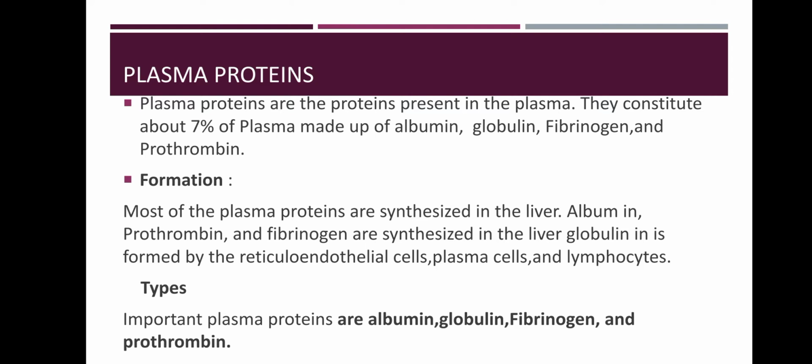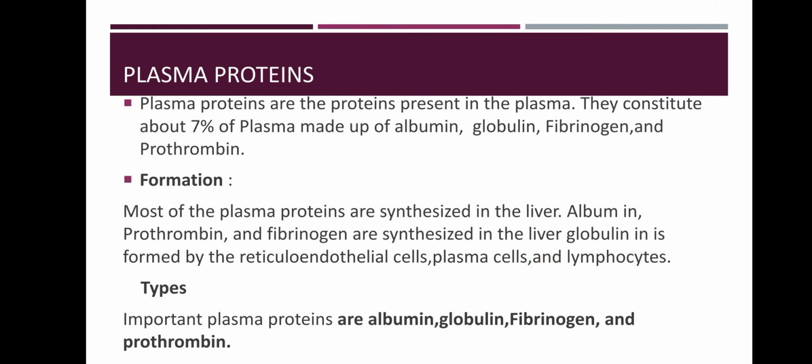Now we will see the formation of plasma proteins. Most plasma proteins are synthesized in the liver. Albumin, prothrombin and fibrinogen are synthesized in the liver, but globulin is formed by the reticuloendothelial cells, plasma cells and lymphocytes.